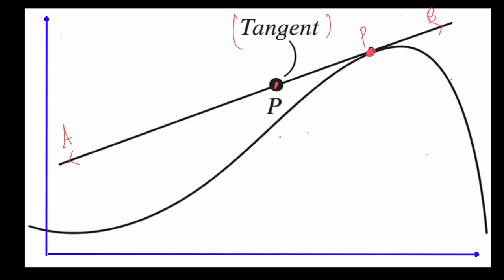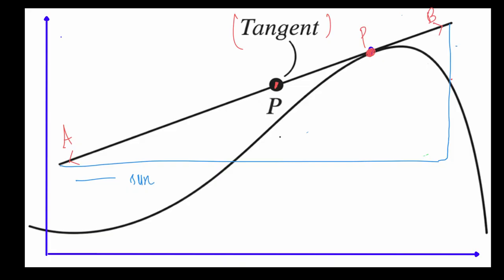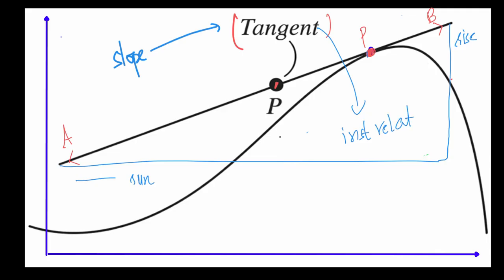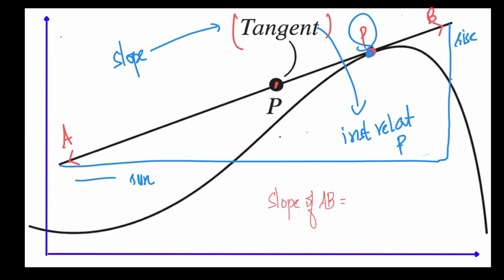And if you plot 2 points there, maybe like this, and then calculate the run and the corresponding rise, what you get is the slope of the tangent, which gives us the instantaneous velocity at the point where the tangent is drawn, which is at this point at t. So, slope of AB, which is the tangent, what does it give us? It gives us the instantaneous velocity at the point P.